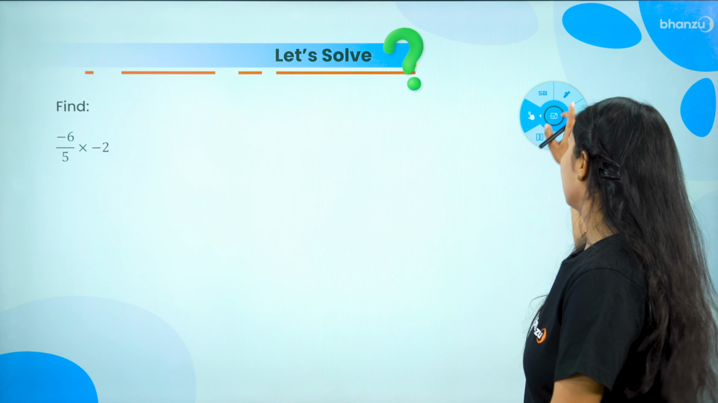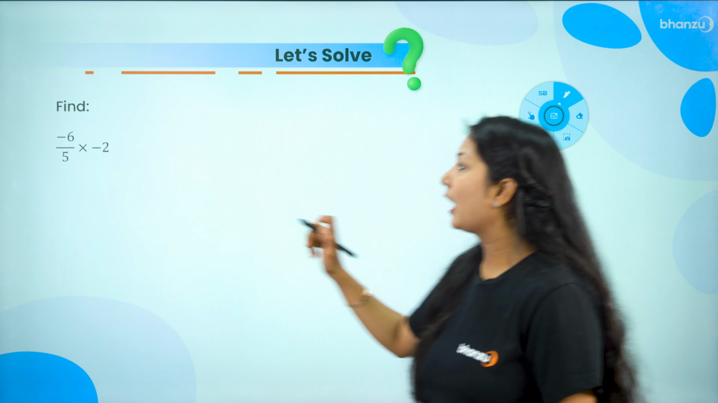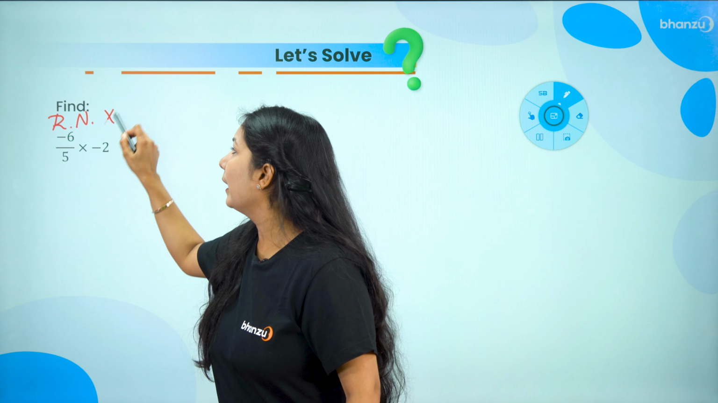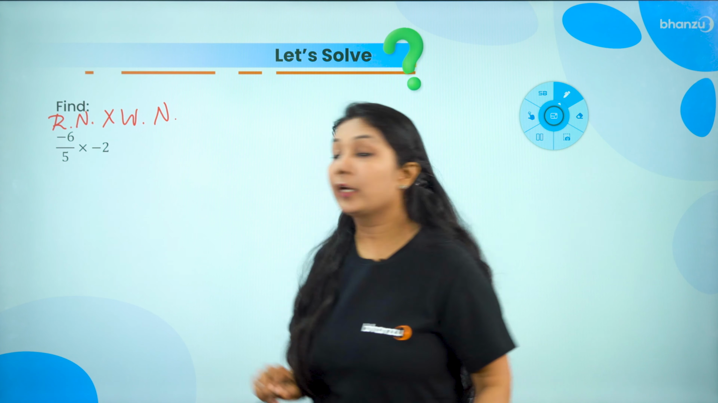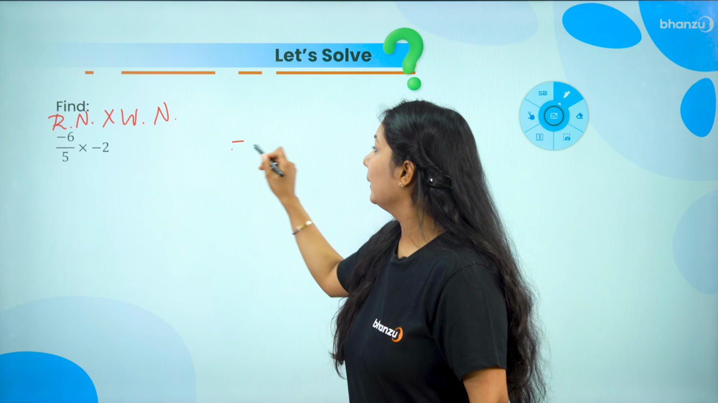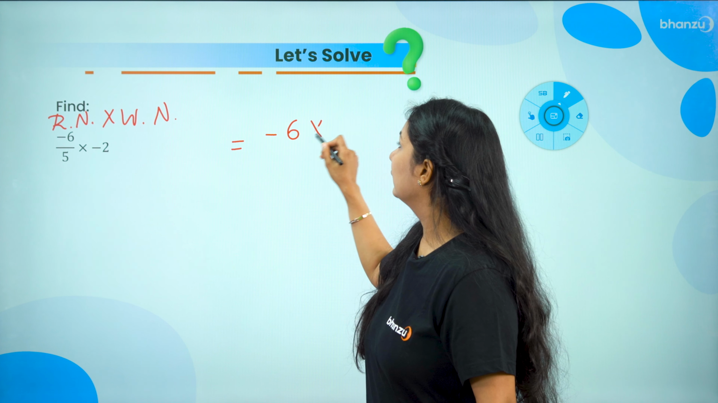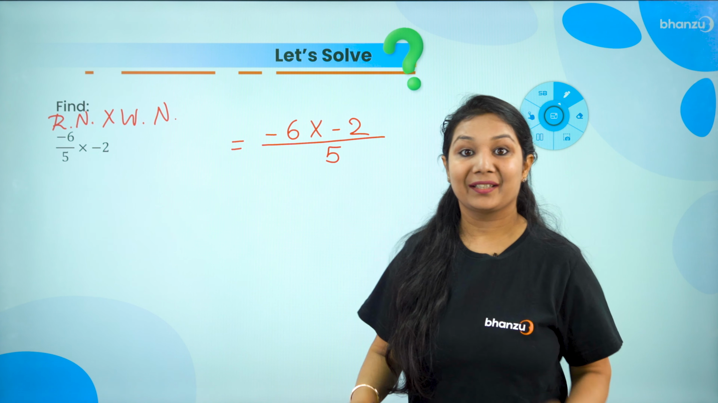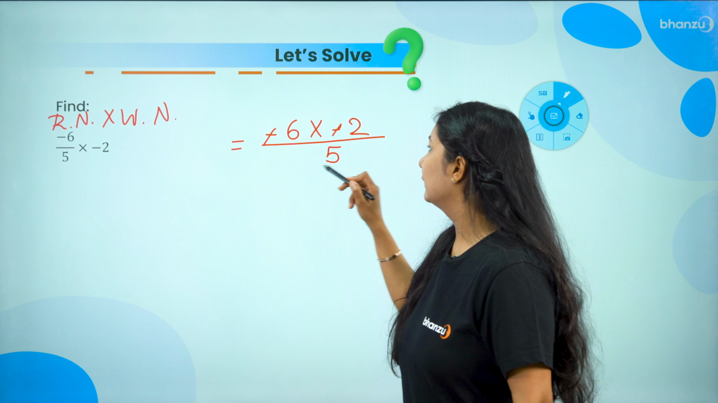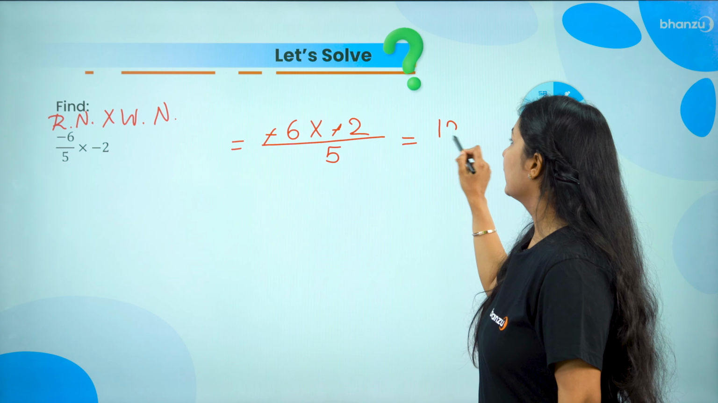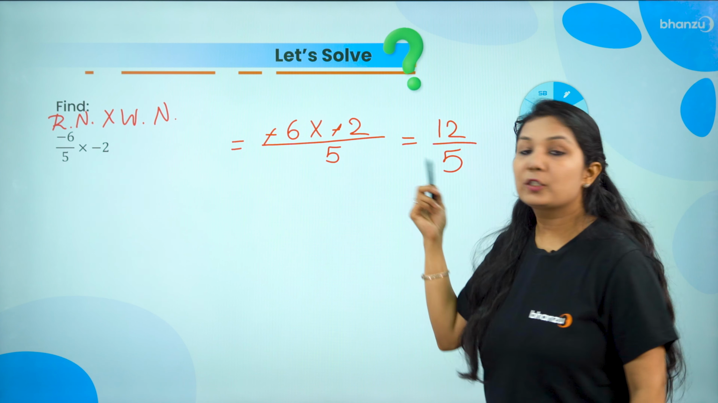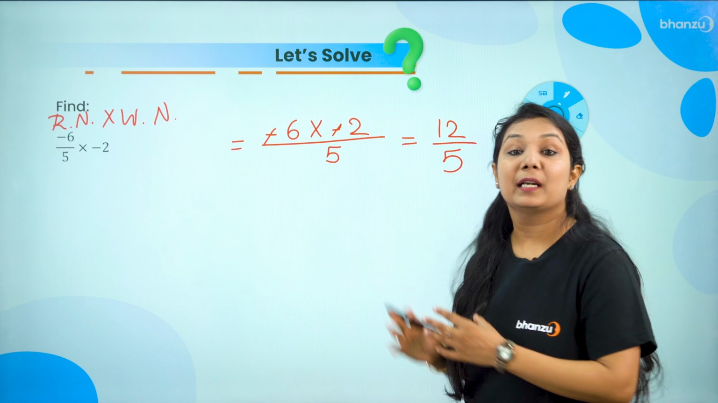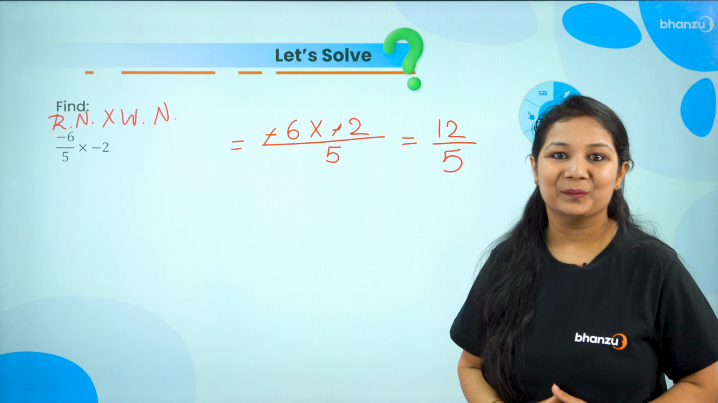So here is our first question for the day, where we have a rational number multiplied by a whole number. So what do we do in this case? We multiply the numerator with the whole number upon the denominator, right? So minus minus gets cancelled. So what do we get? We get 12 upon 5 as your answer. So this is the product of this rational number multiplied by the whole number.